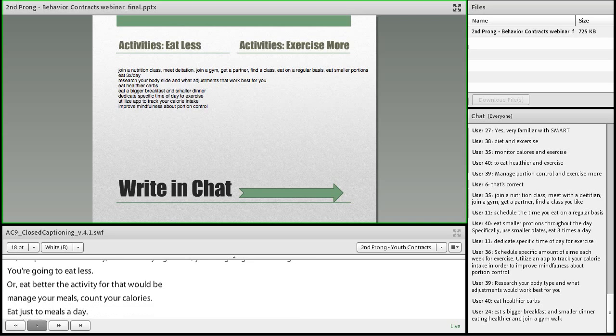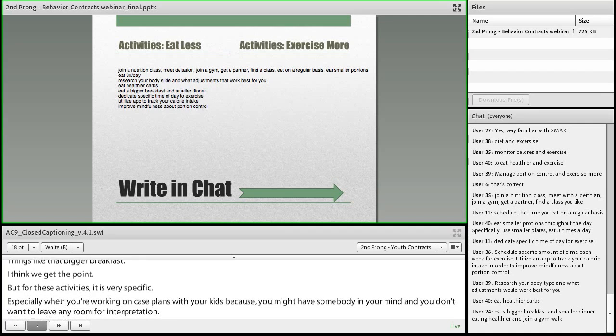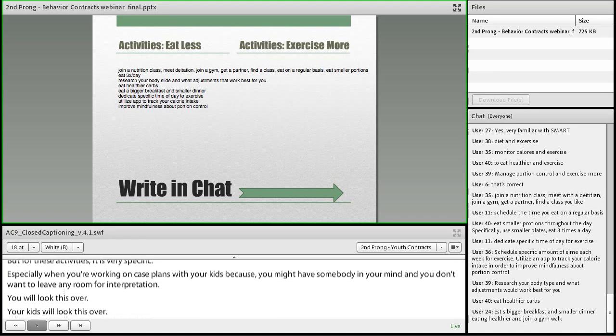But for these activities, they're very specific, especially when you're working on your case plans with your kids, because you might have something in your mind, and you don't want to leave any room for interpretation, because you're going to look at this over, your kids are going to look at this over, the parents are going to look at this over, and guess what? You're all responsible for getting this done. So you don't want to have any ambiguity whatsoever in terms of what those activities are.